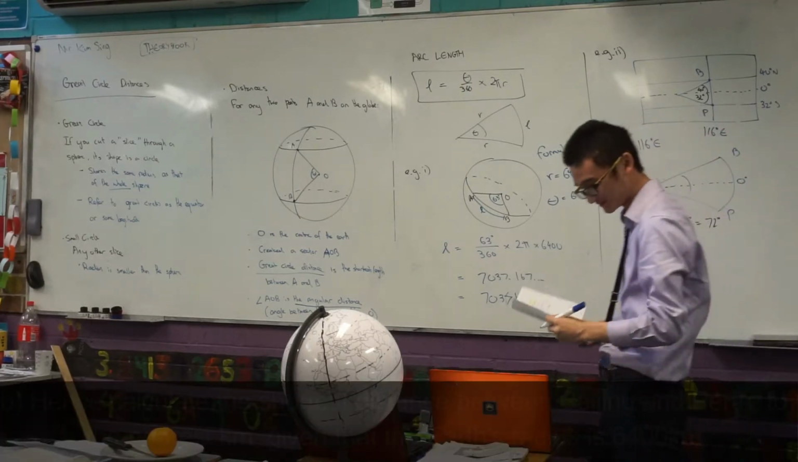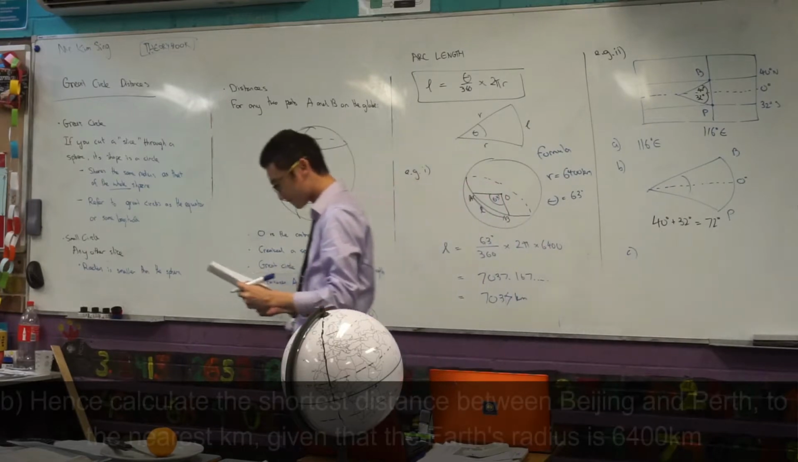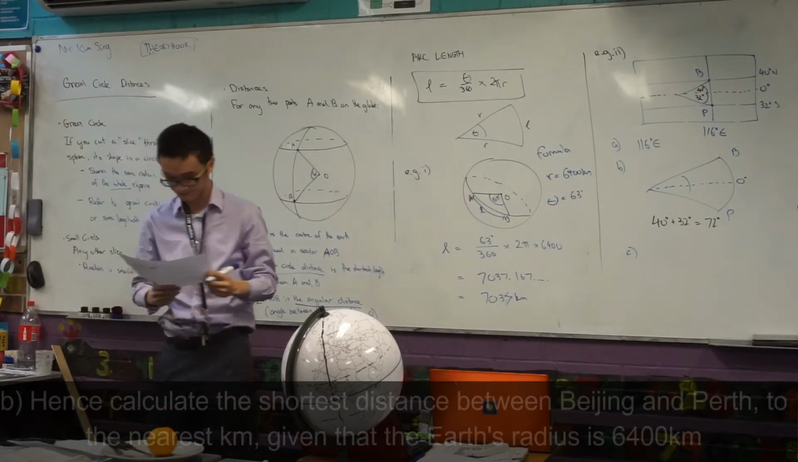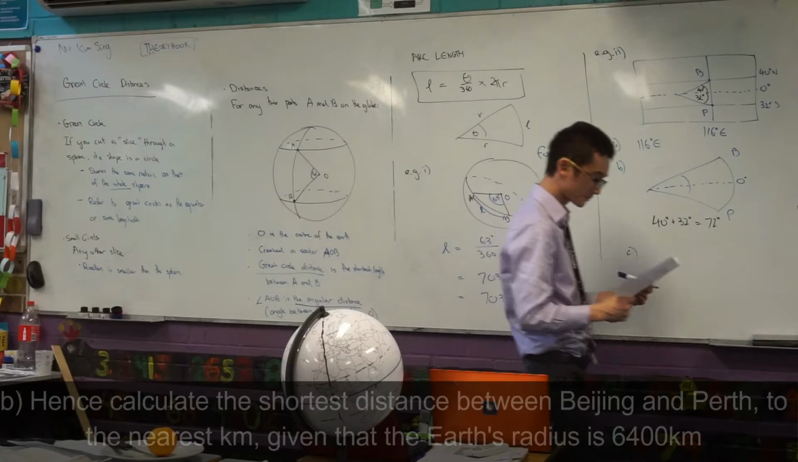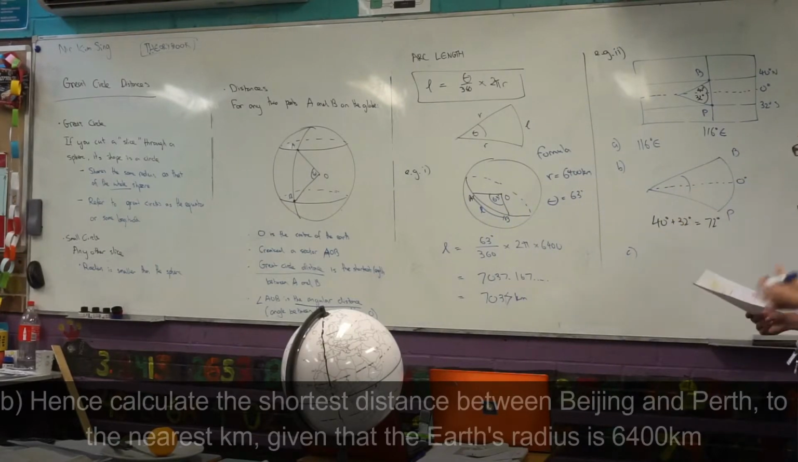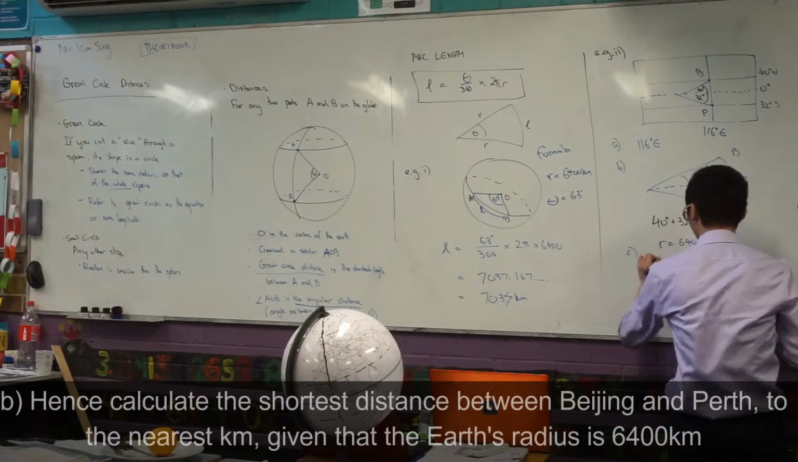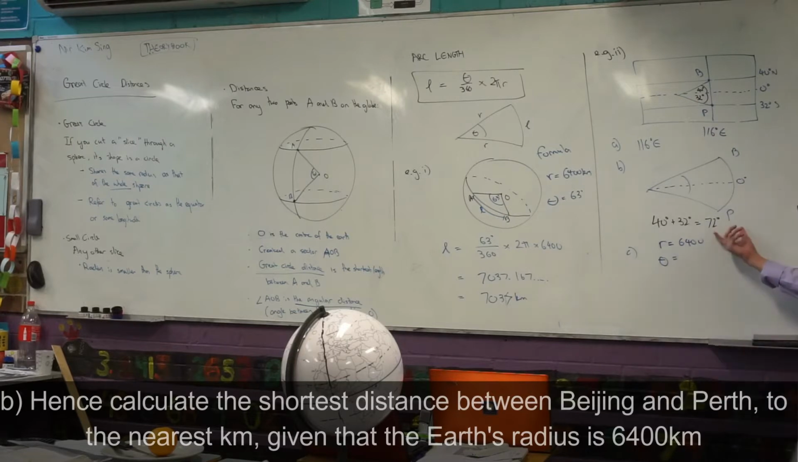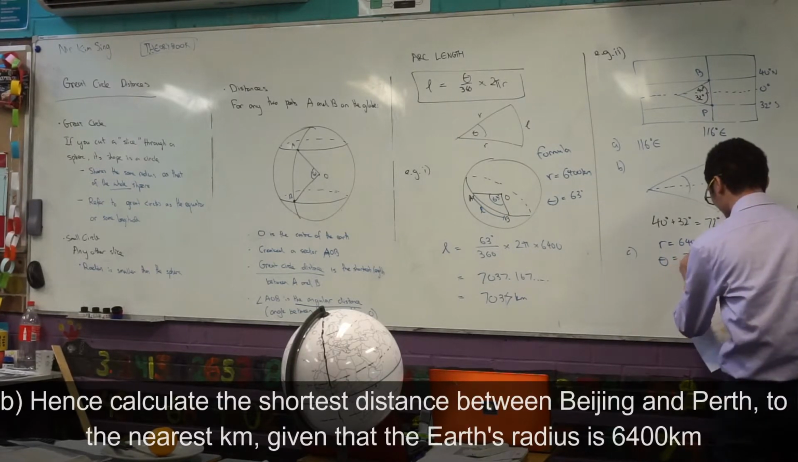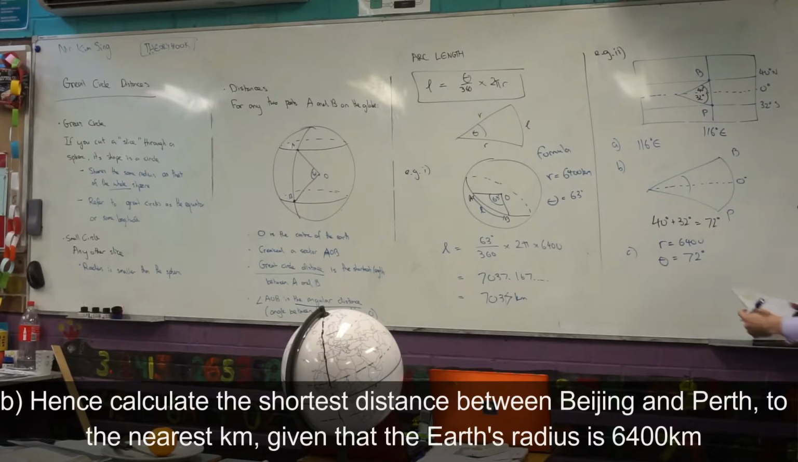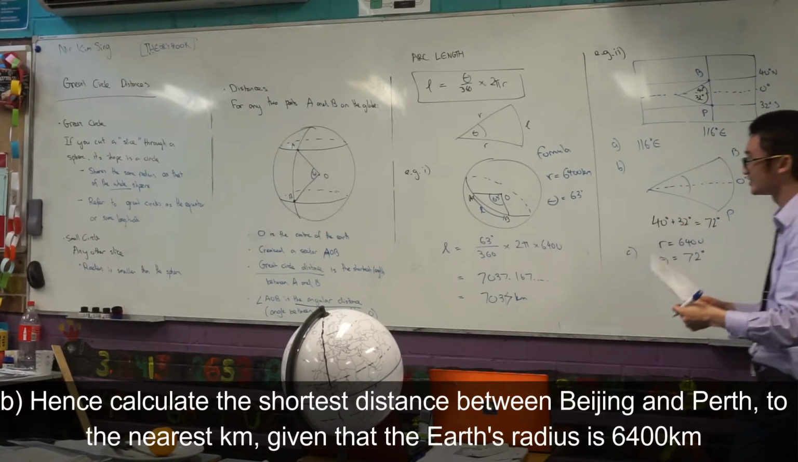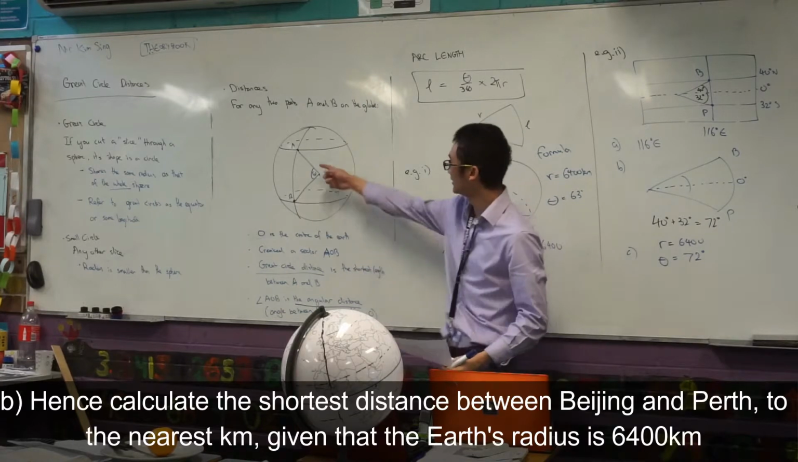Now, how to calculate the shortest distance between Beijing and Perth to the nearest kilometre, given that the Earth's radius is 6,400? Okay, so this is something they've given to us, and I just like to write down as good practice all the information I know. So I know r is 6,400, and I know theta, well I just found the angular distance between the 2 points, that was 72 degrees. Okay, let's put that together, let's find the shortest distance. The shortest distance is going to be that arc length there.